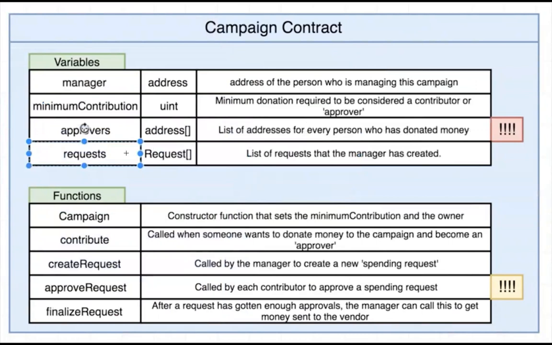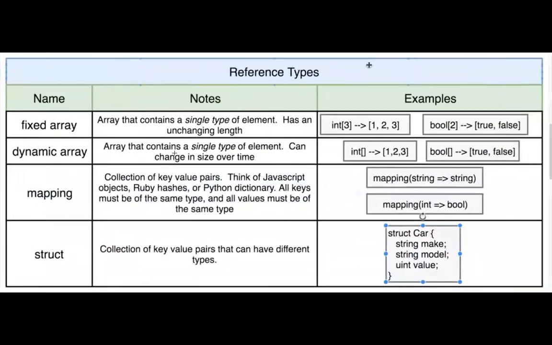Okay, and so a manager is going to call the create request function, and that should create a new spending request. Okay, the request variable was going to be an array that holds a list of individual requests. So let's talk about what the request array is going to be in terms of its actual type or data structure. For that, I'm going to offer a quick refresher utilizing a chart that I presented several videos ago, which is this one.